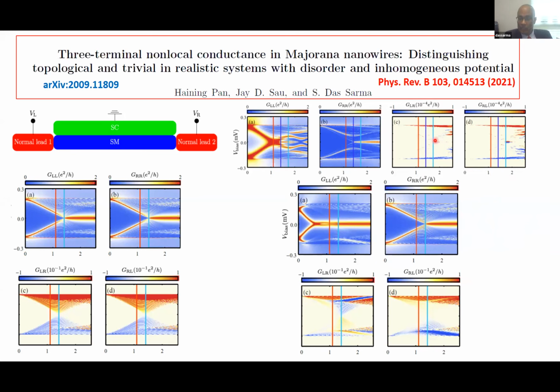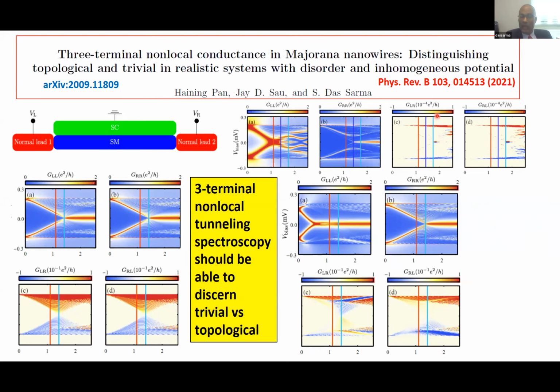Okay, this is what a disordered system would see. And this experiment, if this can be done, and this is seen, Majorana has been seen. So three-terminal non-local measurement, see both bulk and boundary. And let me emphasize, topology is a bulk property. Topology is not an end property. So if you want to claim topology, you've got to see the gap.